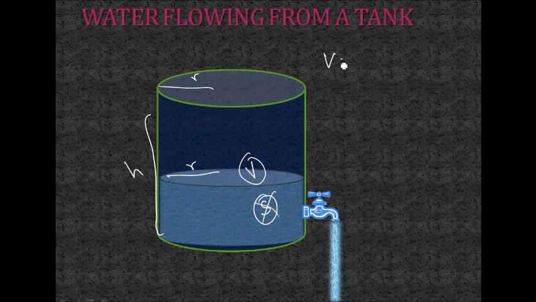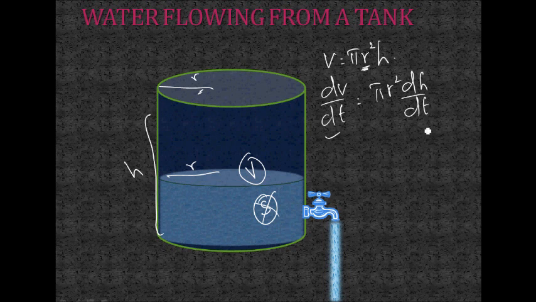So the volume of a cylinder is pi r squared h. There is no change in r, therefore r is a constant. So you can see dV/dt is equal to pi r squared dH/dt. So if either one of them is given, you can find the other one. It's easy with cylinders.